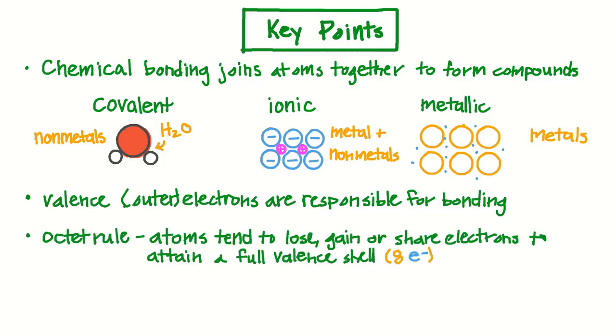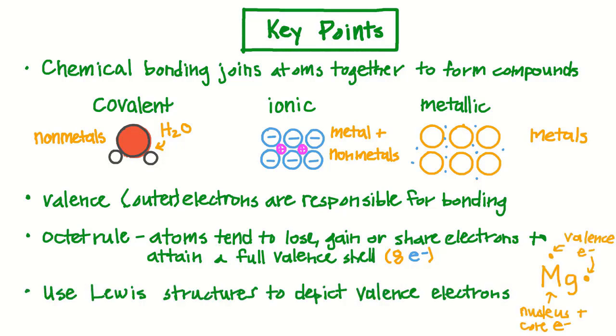When atoms bond, they typically lose, gain, or share electrons so that they can attain a full valence shell of 8 electrons. We can use Lewis structures to depict the valence electrons for an atom or ion by drawing the element symbol to represent the nucleus and core electrons, and dots around the element symbol to represent the valence electrons.